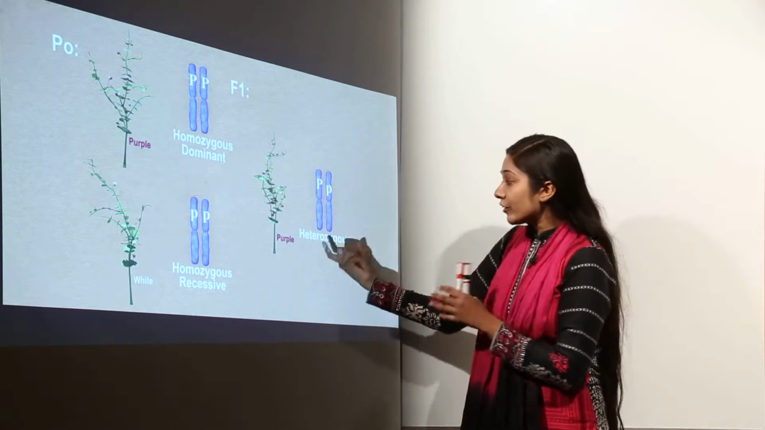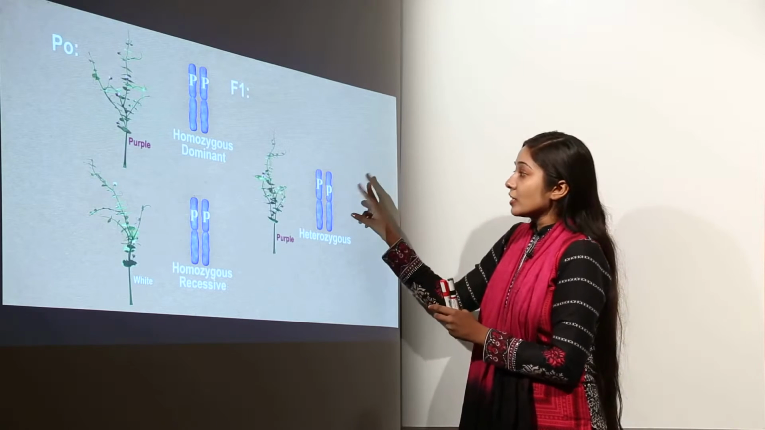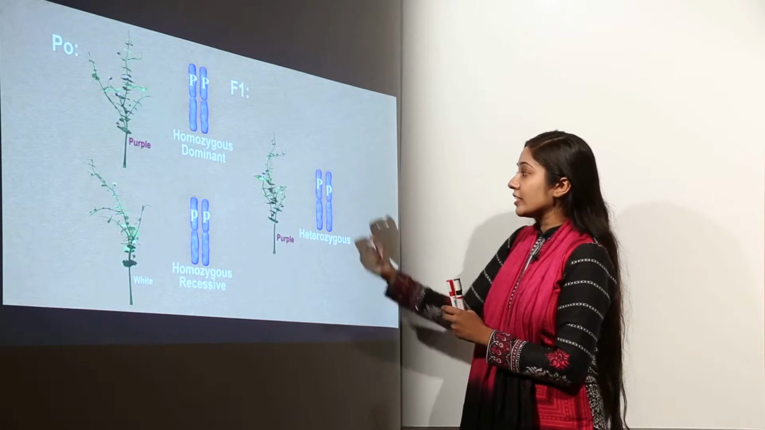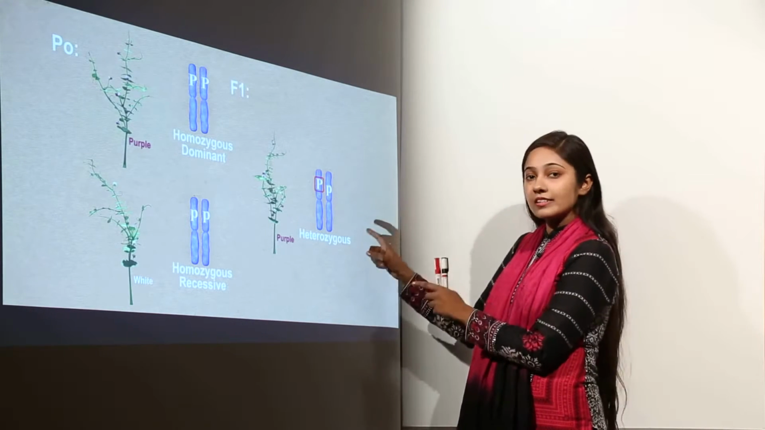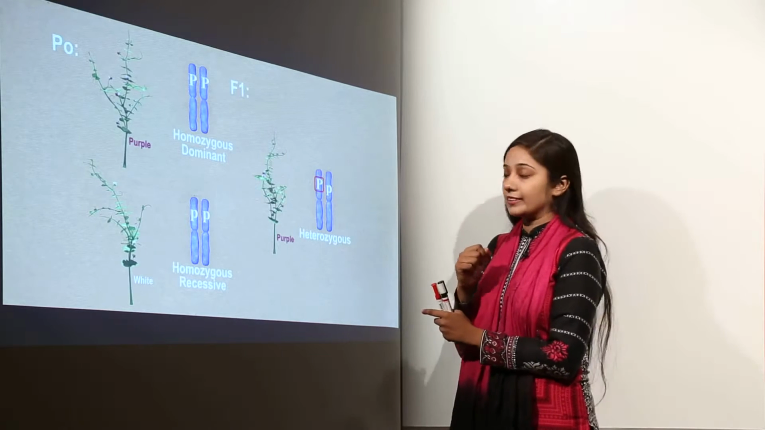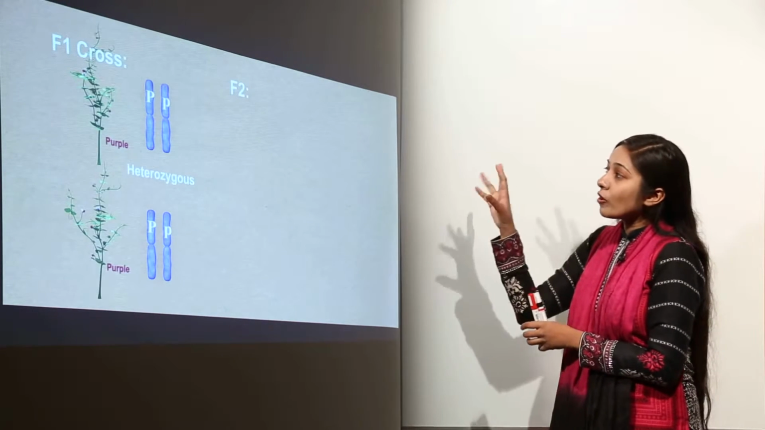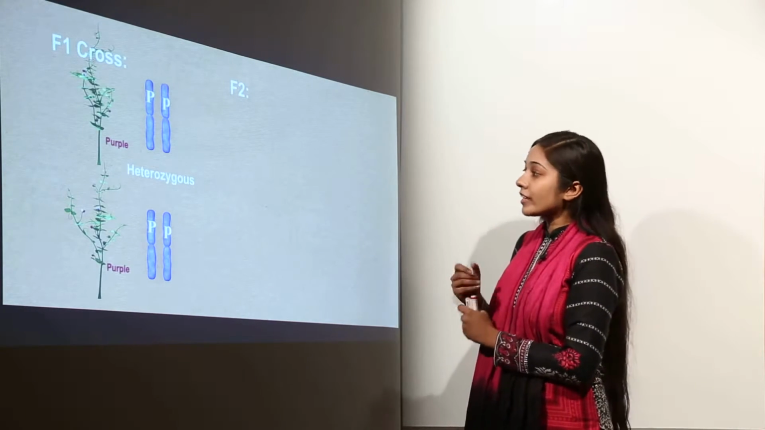So it is but heterozygous. Why? Because it has two different genes. One is dominant and the other is recessive. So it becomes heterozygous. Next we talk about if second filial generation, what happens?